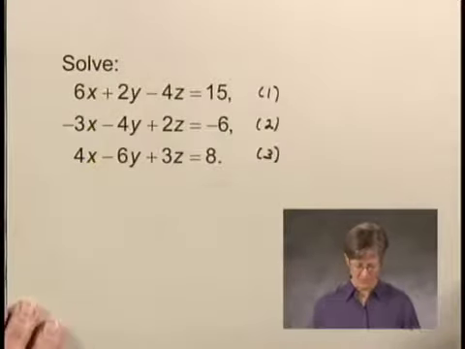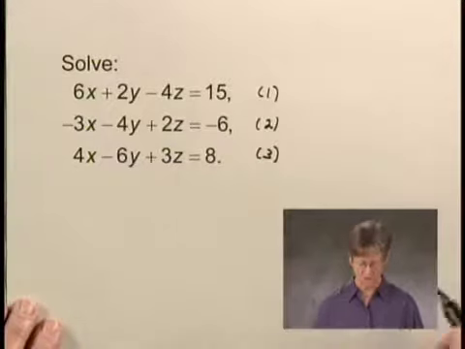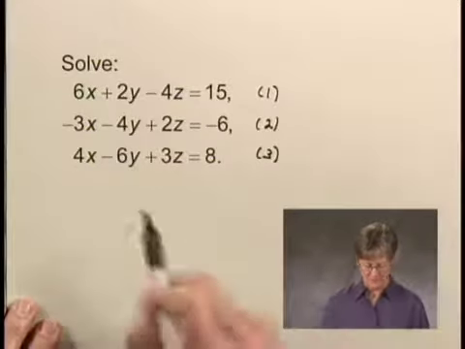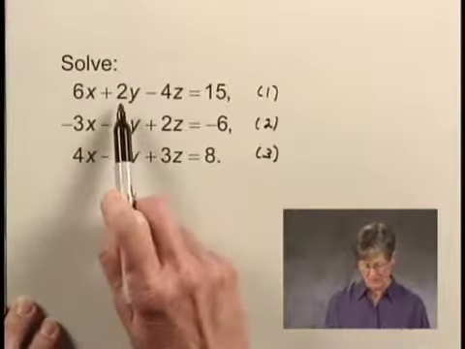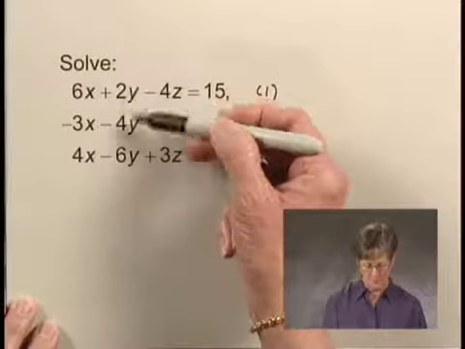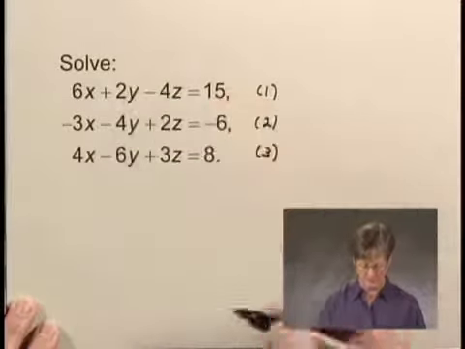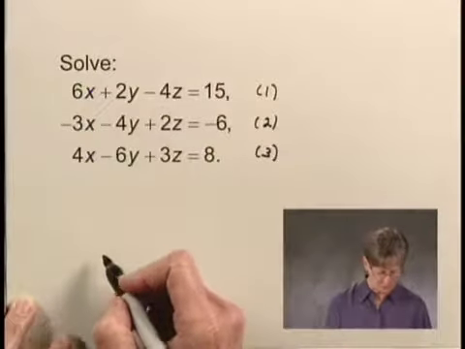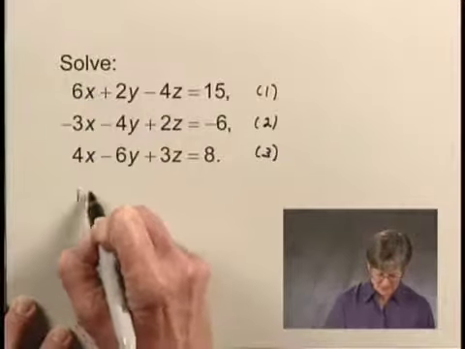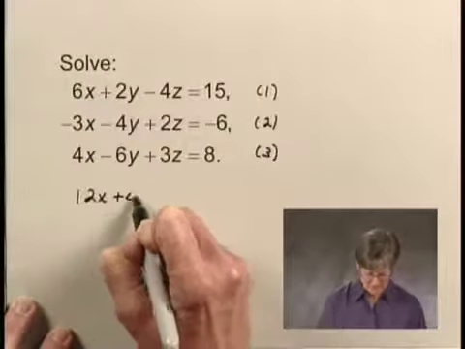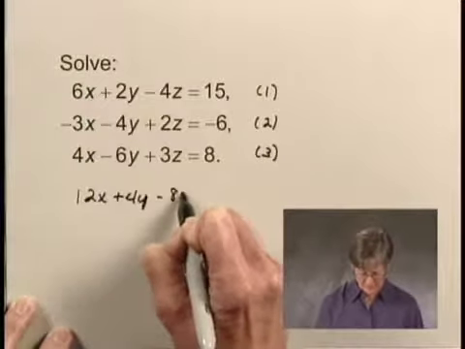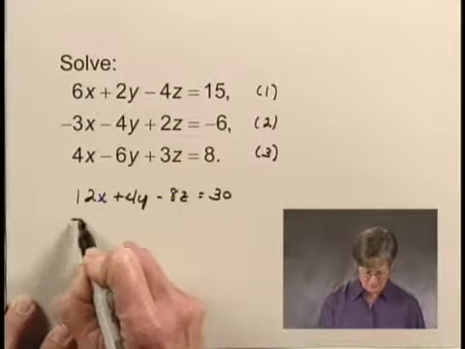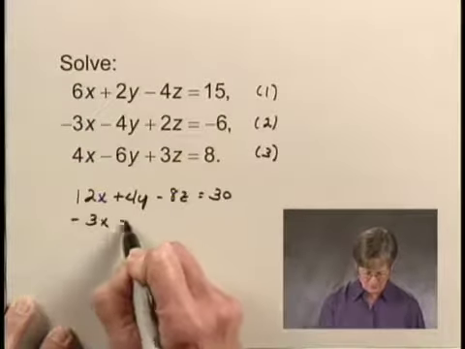And I'm going to use equations 1 and 2 to begin with and eliminate the y from that pair of equations. And I see that if I would multiply equation 1 by 2, I would have a 4y, which would add up, with a negative 4y, to 0. So let's begin by multiplying equation 1 by 2. And when we do that, we have 12x plus 4y minus 8z is equal to 30. And then I'm going to add this to equation 2.